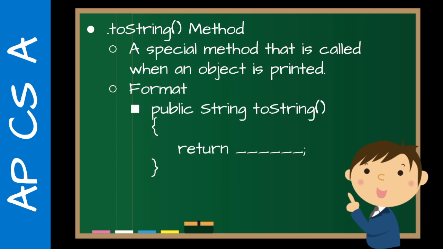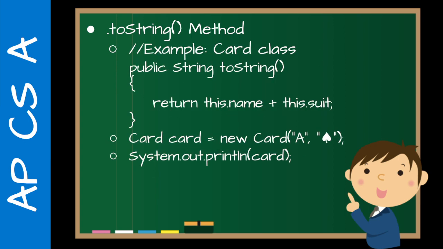This is a special method that is called when an object is printed. So the format is public string toString, and it returns, this is supposed to be a blank line, it returns some sort of string. So when I do system.out.print or system.out.println, whatever goes here is what's going to get printed on the screen.